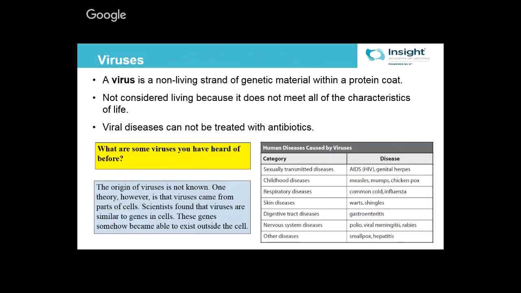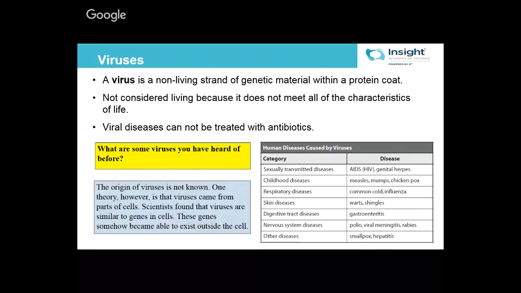There are nervous system diseases like polio, viral meningitis, rabies. Polio in the United States has been eradicated for the most part. Third world countries that don't have access to vaccines, many of these things like measles and mumps and polio and smallpox have not been eradicated. So it's one of the reasons why we monitor our border, and we have the CDC. The CDC monitors these things. There are other diseases like hepatitis and smallpox that we monitor closely.